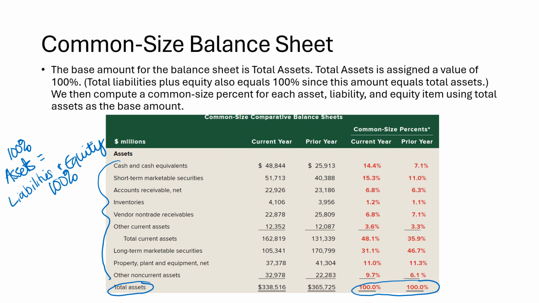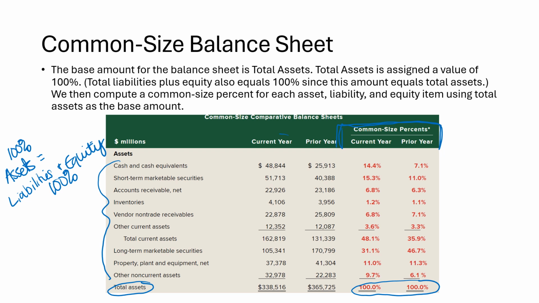If you remember learning proportions in math class, that's essentially what you're doing. You're figuring out what each item is as a proportion to the 100%. So this specifically is where you are showing the common size percents that you are calculating.